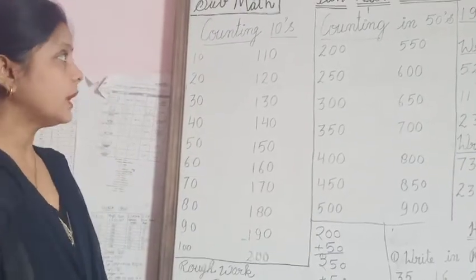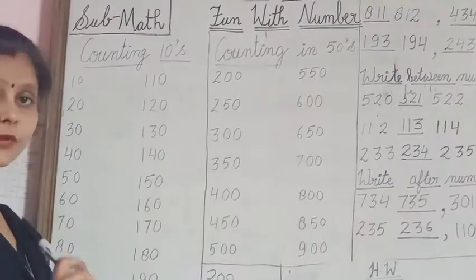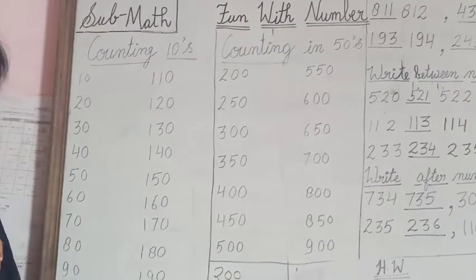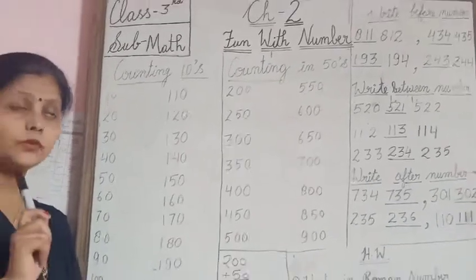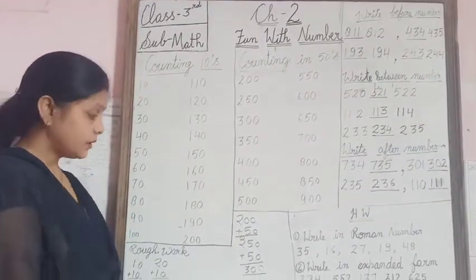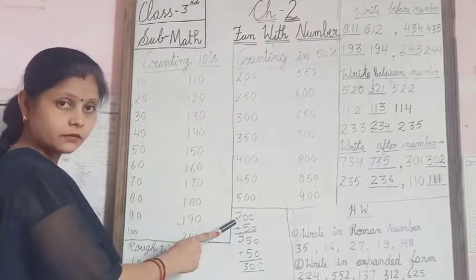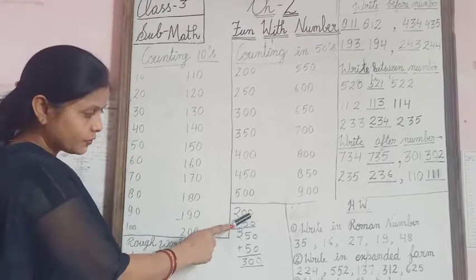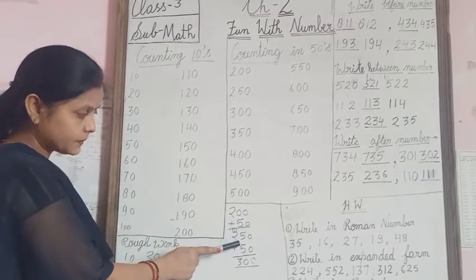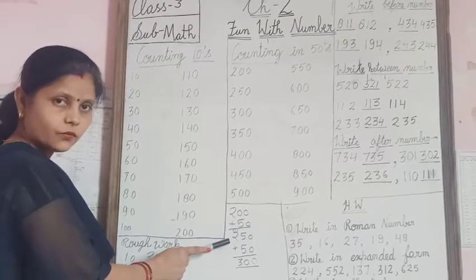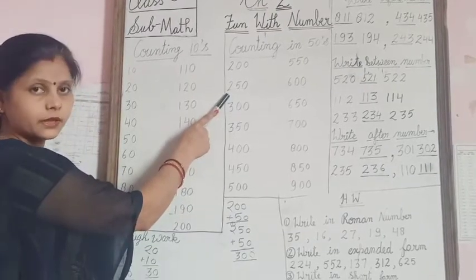Clear? So now counting in 50s. When you count in 50s, you add 50 each time, and in each number you get the next number. You okay? 200 is here, and add 50: 0 and 0 is 0, 0 added by 5 is 5, and 2 is there. What number will you get? 250. Write 250 down here.